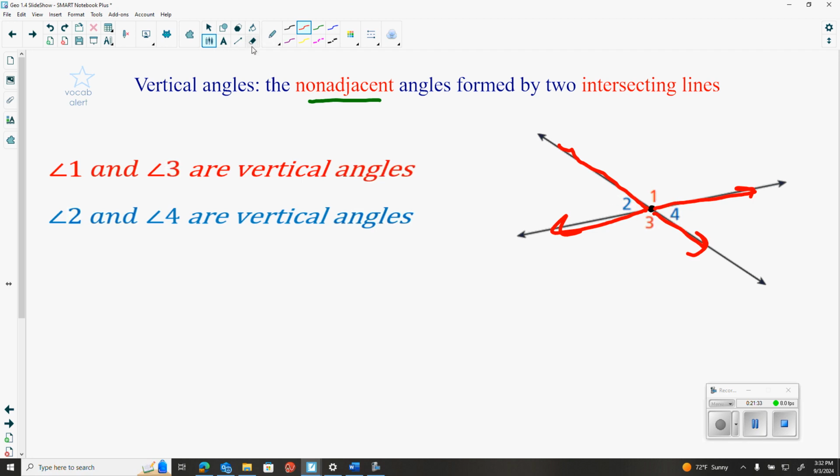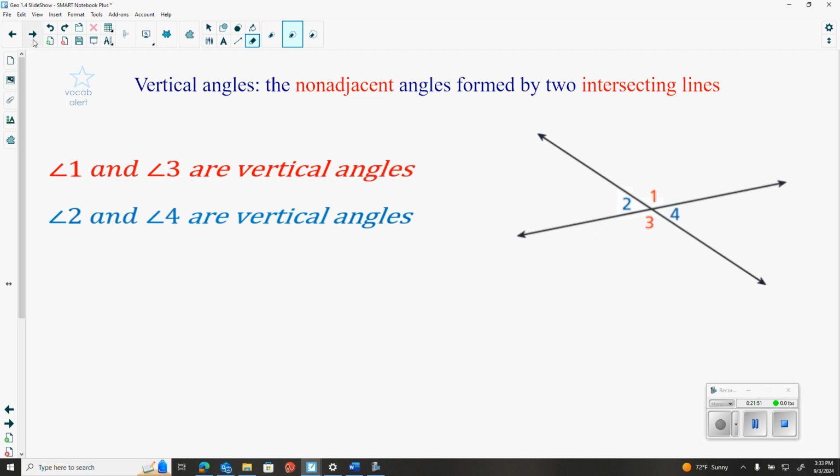And actually, every time you have two intersecting lines, you're going to create two pairs of vertical angles. So angles 1 and 3 are vertical angles, and angles 2 and 4 are vertical angles. So that's what it is. So 1 and 3 are two vertical angles, 2 and 4 are two different vertical angles.